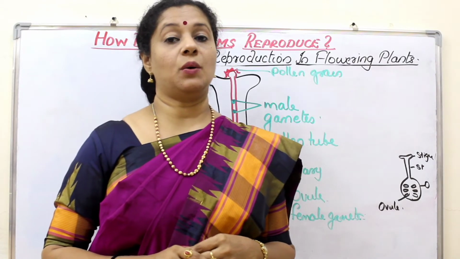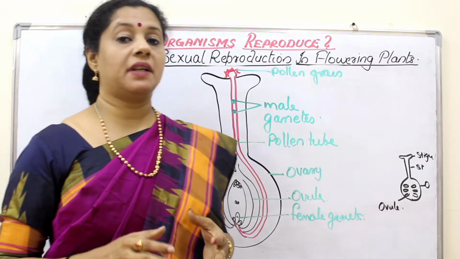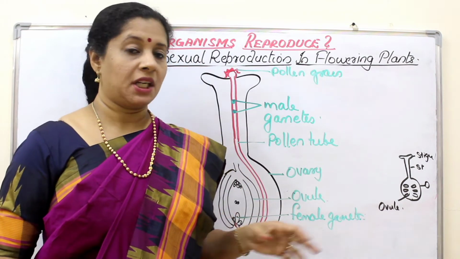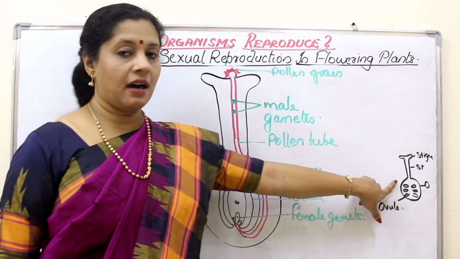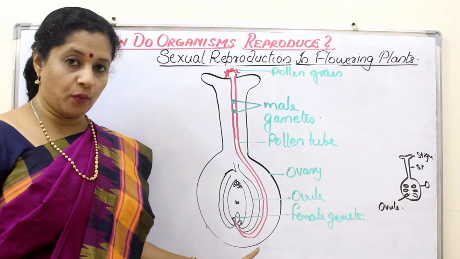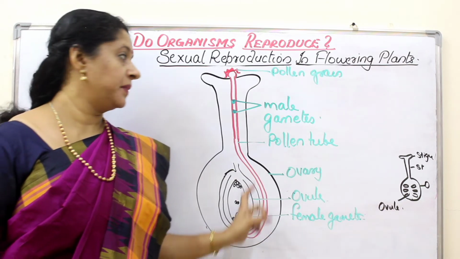Now let us see how fertilization happens in flowering plants. So we know that prior to fertilization, pollination should happen. So pollen grains fall on the stigma. So I have drawn here the enlarged view of this carpel or pistil. So here is the stigma, style and ovary. Ovary consists of an ovule. I have shown only a single ovule here.